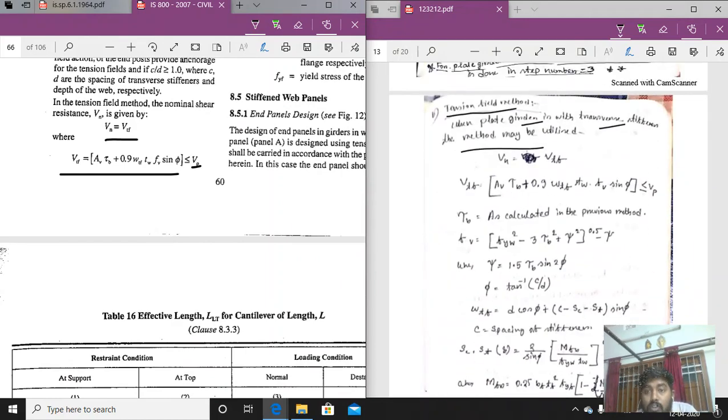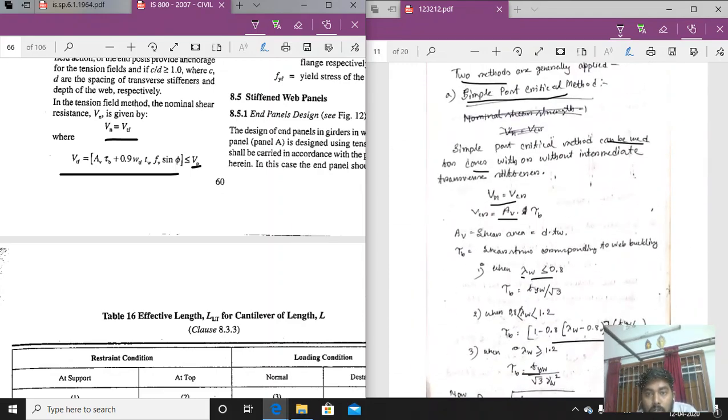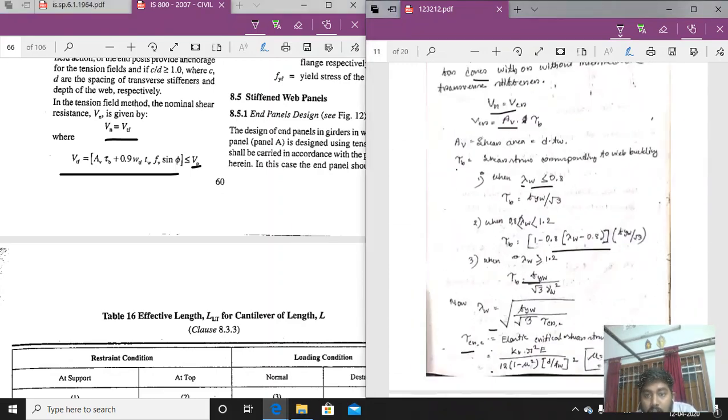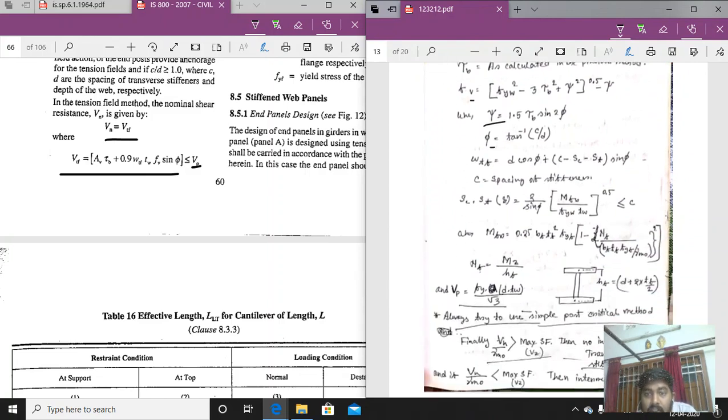So Vn equals that formula, and Tb is as calculated in the previous method. We have determined the value of Tb here, so Tb will be required here. Xi is given, phi is given, WTF is also given, the C spacing is given, all the values are given here.